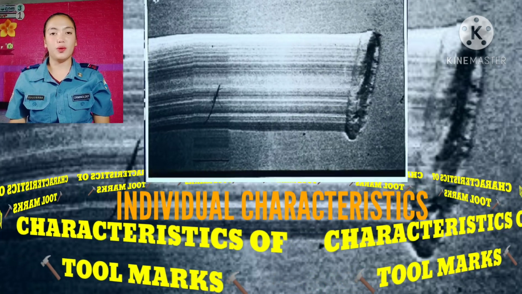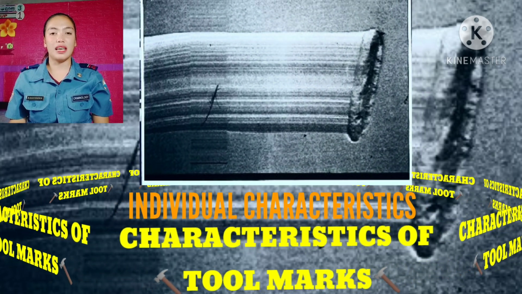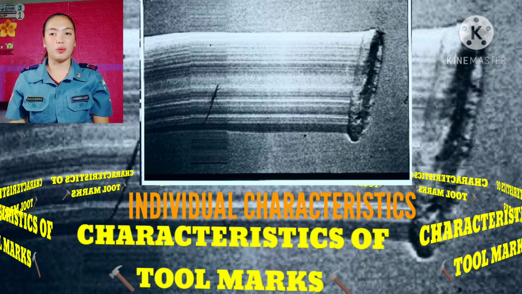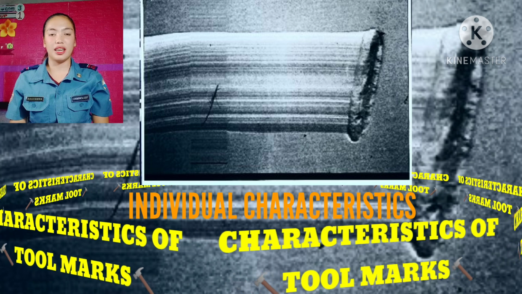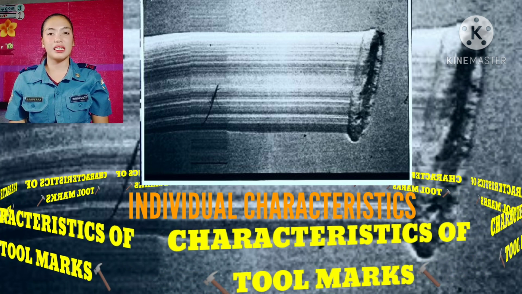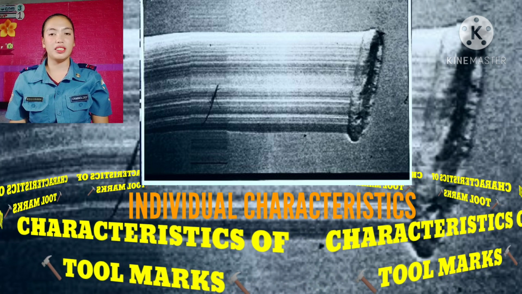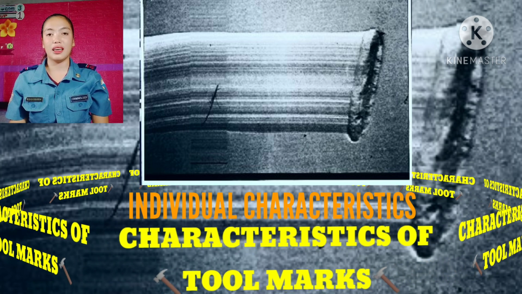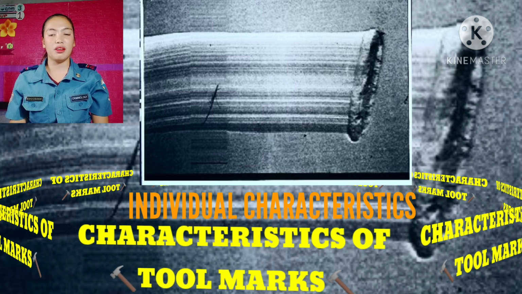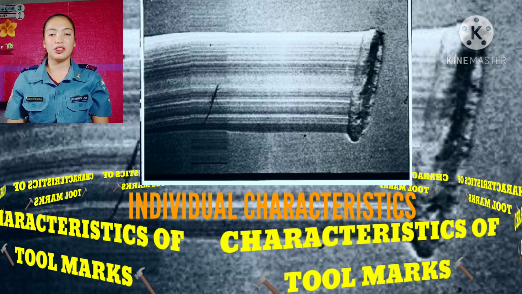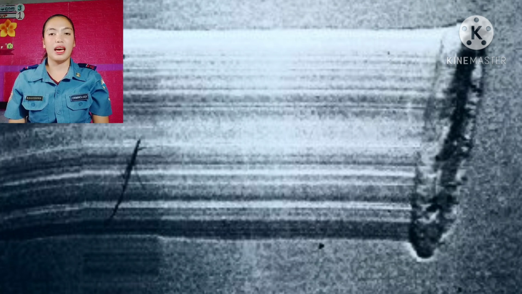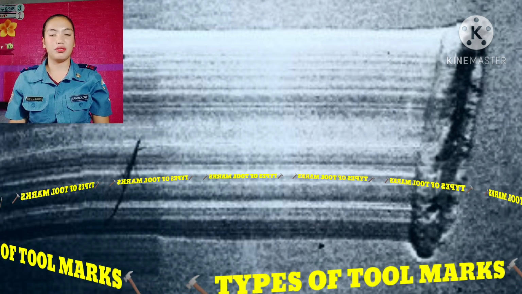And last is the individual characteristics. This is also known as accidental characteristics. It consists of small, commonly microscopic, indentations, ridges, and irregularities present on the tool itself. So, in individual characteristics, makikita mo dito yung mga small ridges, yung parang madaming scratches in the same position. For example, yung screwdriver, pag gumamit ng force towards one surface, magkikreate yun ng isang impression like individual characteristics.